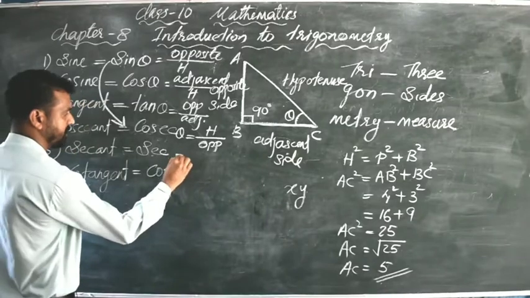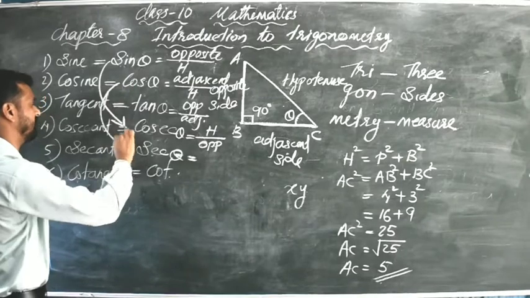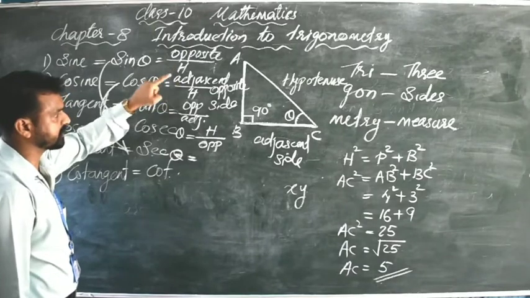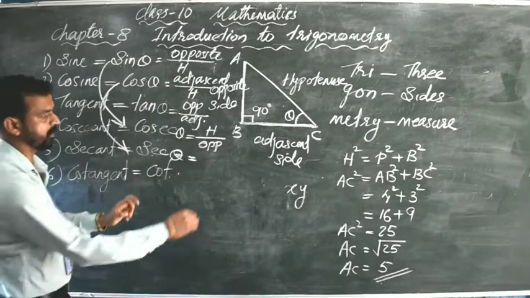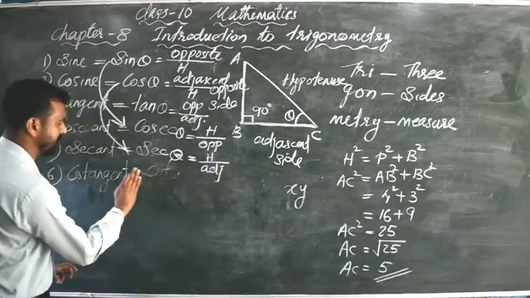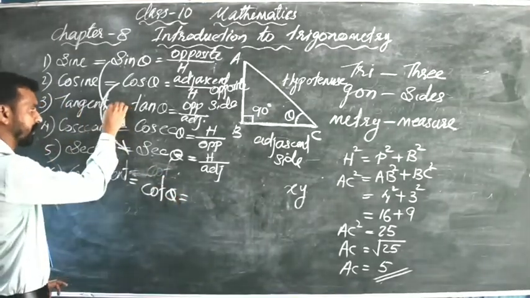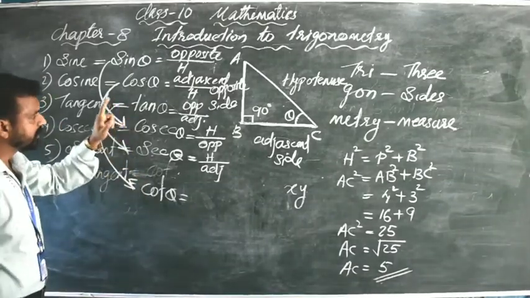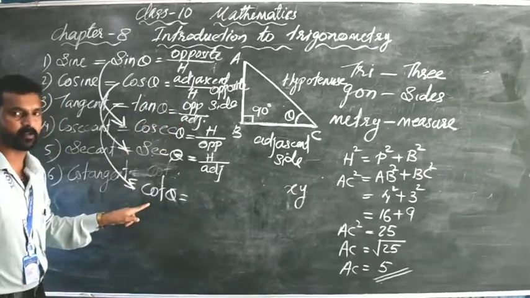Now next one is sec theta. Sec theta is the reciprocal ratio of cos theta. Cos theta is equal to adjacent side divided by hypotenuse. Then sec theta is equal to hypotenuse divided by adjacent side. Next one is cot theta. Cot theta is the reciprocal ratio of tan theta. Tan theta is equal to opposite side divided by adjacent side. Then cot theta is equal to what will come?